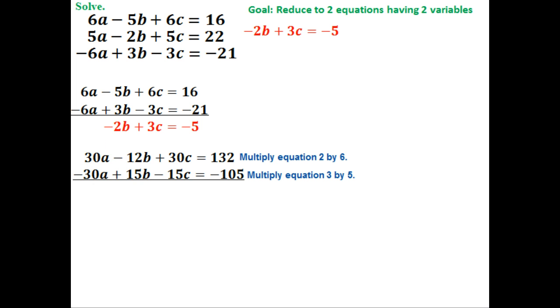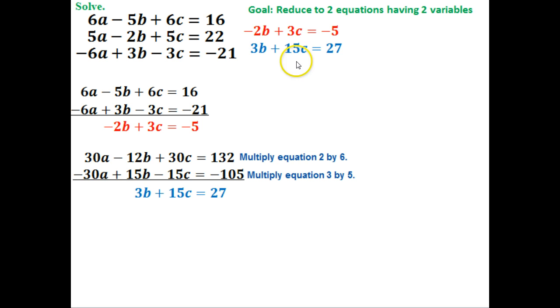If we're going to add both of these, I've got negative 12b plus 15b, which is 3b. 30c minus 15c will be positive 15c. And then 132 minus 105 would be simply 27. So you'll notice here my a's have canceled. I've got b's and c's, which is what I have here. I'm going to take this one and rewrite it way up top again. Now I have these two equations, and these two equations are what my first primary goal was: to reduce it to two equations with two variables. So I just did that.